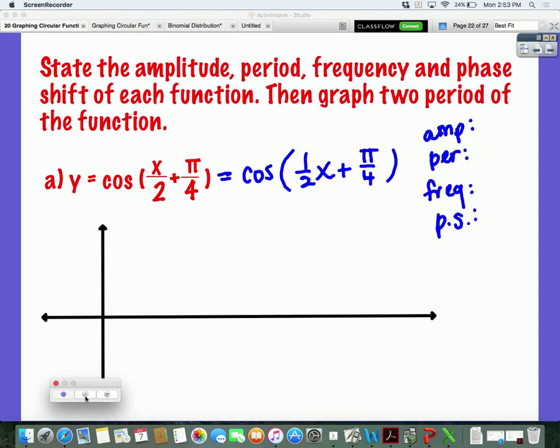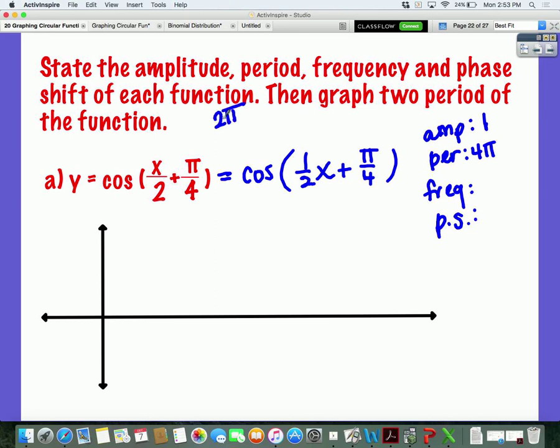What's the amplitude? 1. Period? 4 pi. It would have been 4 pi because our b is 1/2, so period would have been 2 pi over b. Keep, change, flip. And that's where the 4 pi comes from. So it's getting longer, right? Frequency would be what? It would have been 1 over 4 pi.